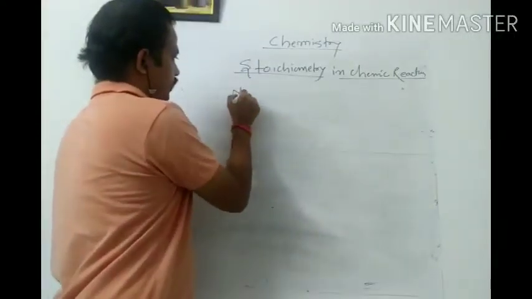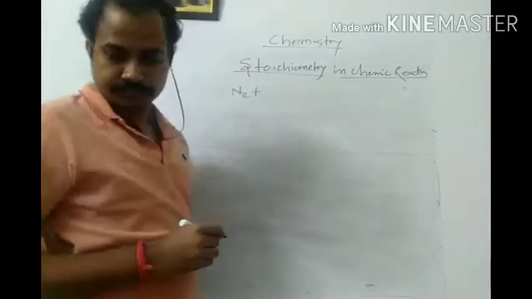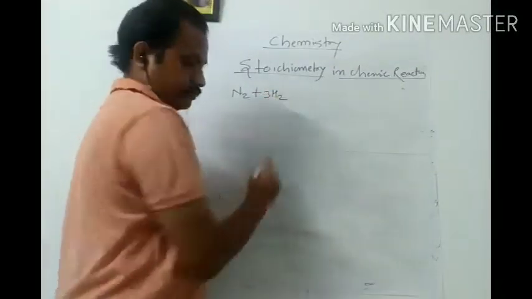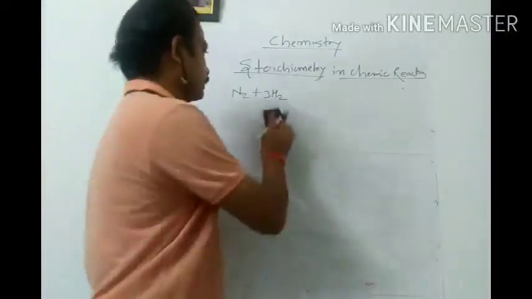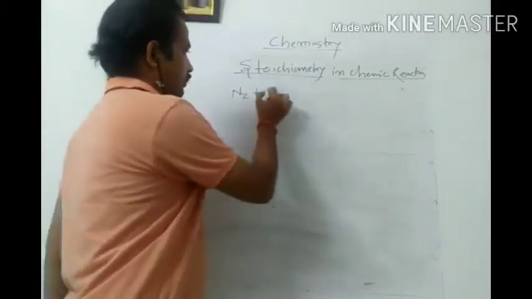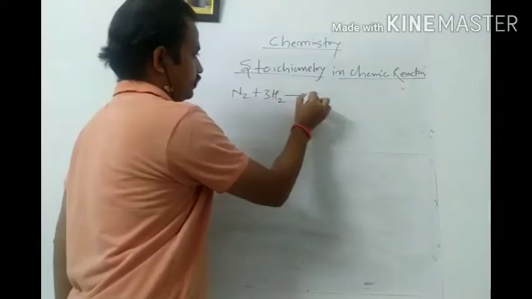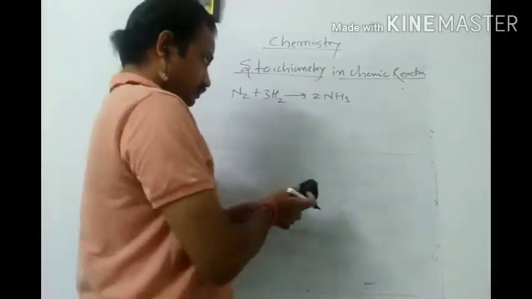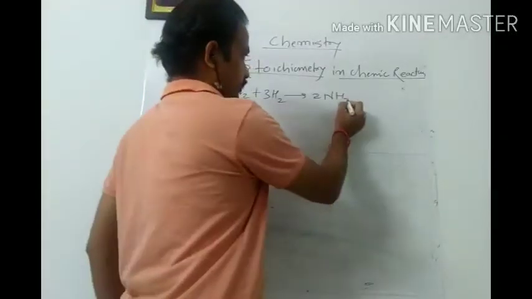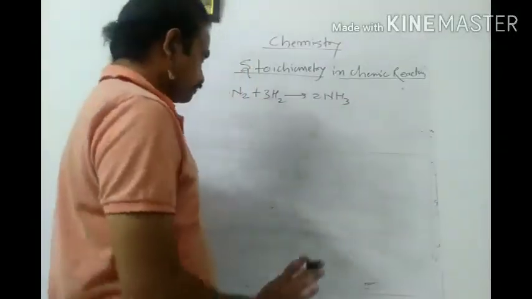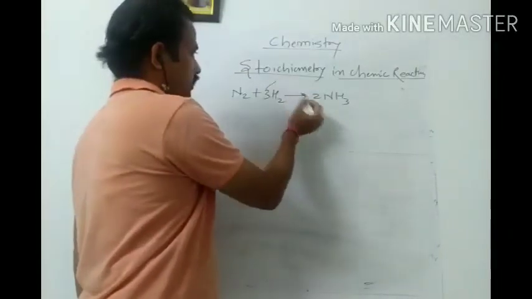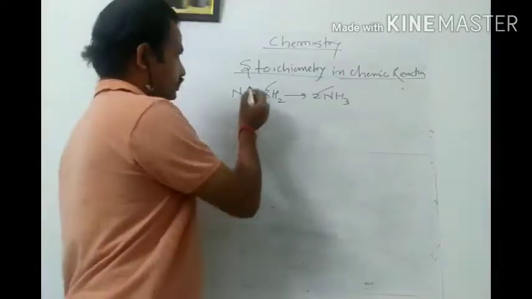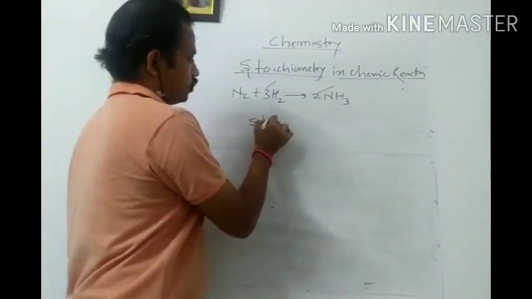Let us say when nitrogen reacts with hydrogen, I will get ammonia, or I can write here 2 times NH3, isn't it? So here this 3 or 2 represents coefficients, and these coefficients are known as stoichiometric coefficients.